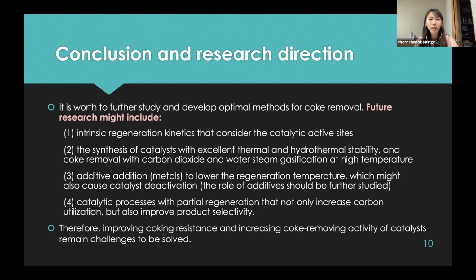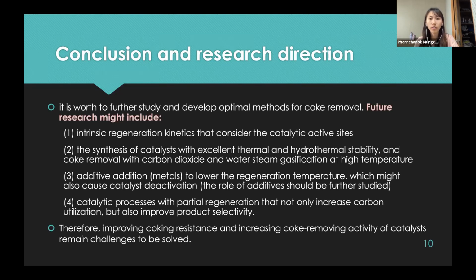Future research might include: one, intrinsic regeneration kinetics that consider the catalytic active site; two, the synthesis of catalyst with excellent thermal and hydrothermal stability; and three, coke removal with carbon dioxide and water steam gasification at high temperature.